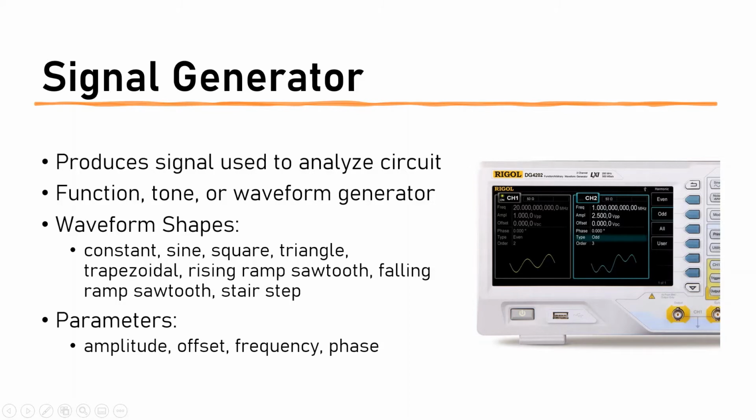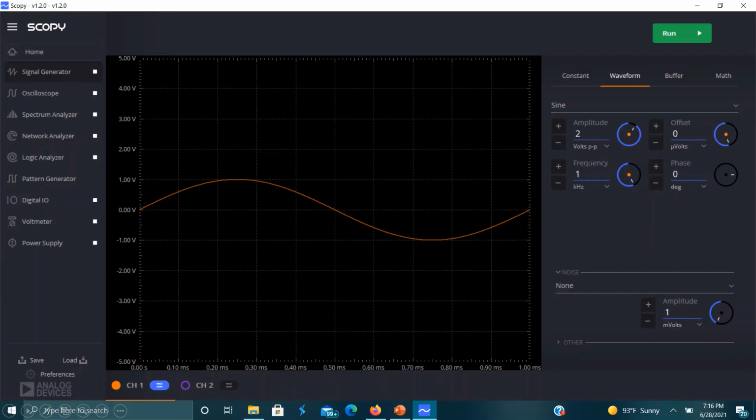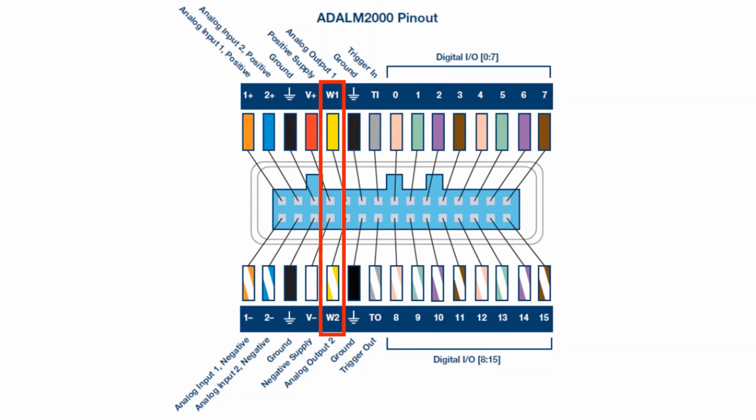The signal itself is formed based on parameters set by the user. For the M2K, these parameters include amplitude, offset, frequency, and phase. On an actual signal generator, these values are changed using a combination of buttons and dials. However, on the M2K, you can simply type or click to change them in the right-hand side of the screen, and then press Run at the top right corner to produce the signal. The M2K can produce two waveforms by use of the yellow W1 and W2 analog output pins.